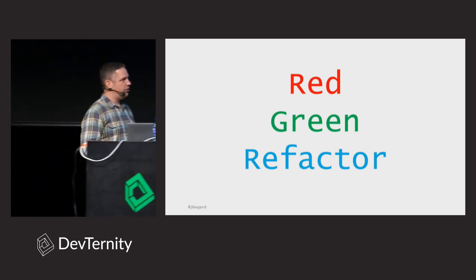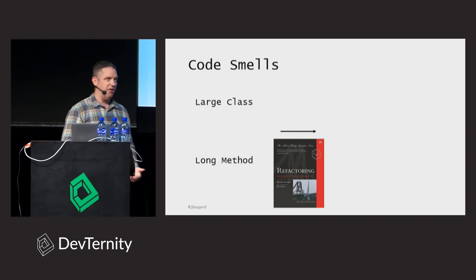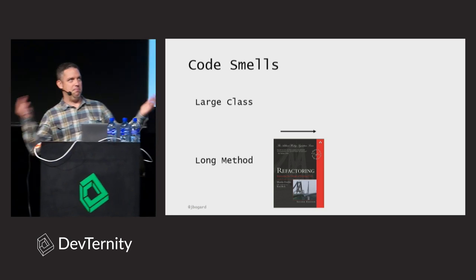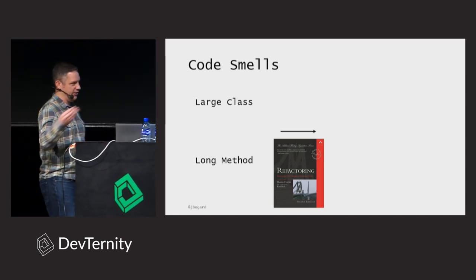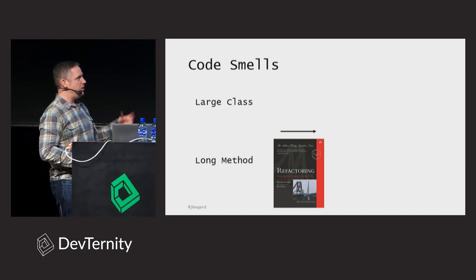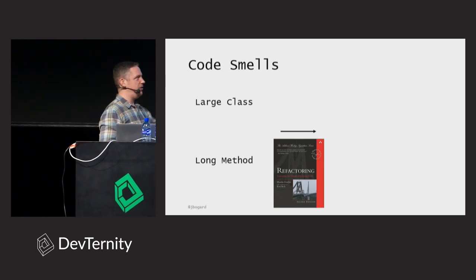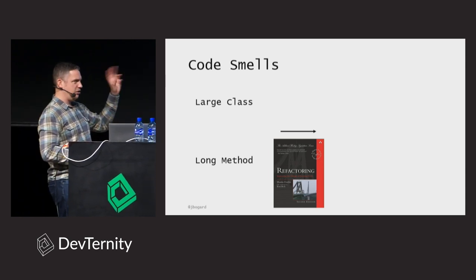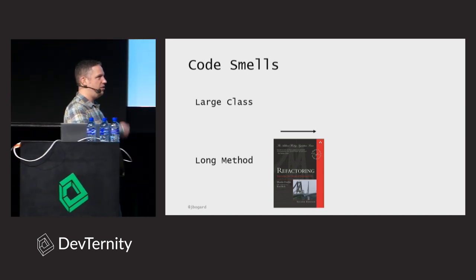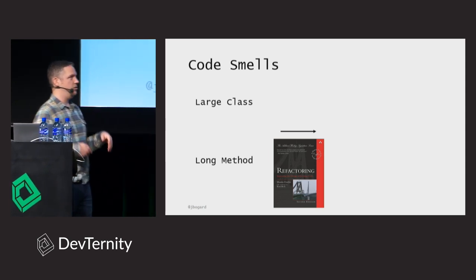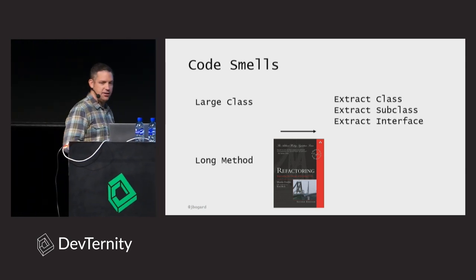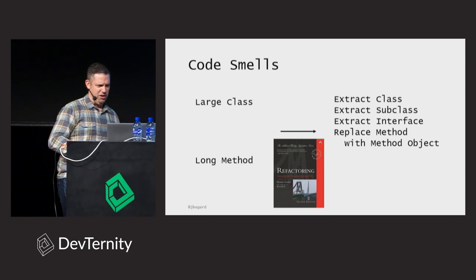But to do so, we'll just use the standard refactoring techniques that have already been very well documented and supported by all of the major IDEs out there. So Visual Studio, VS Code, any of the JetBrains tools, Eclipse, they all support the ability to make these kinds of structural changes safely to your code. So if I see the two code smells that I've run into the most, a long class or a long method, then I can use standard refactoring techniques supported by the tooling to address those code smells. So it could be extracting a class, extracting a subclass, extracting an interface, or replacing method with method object.